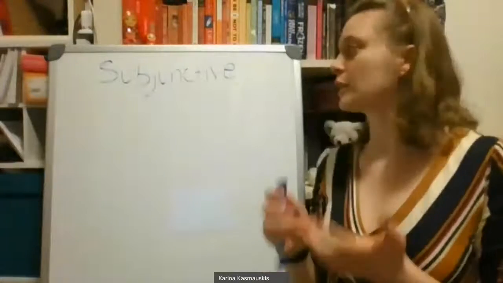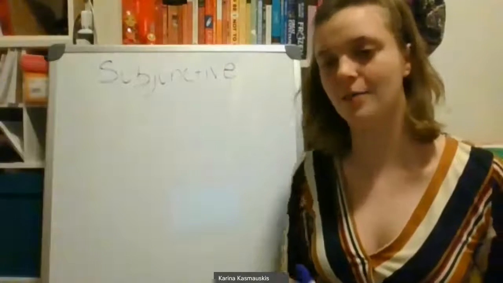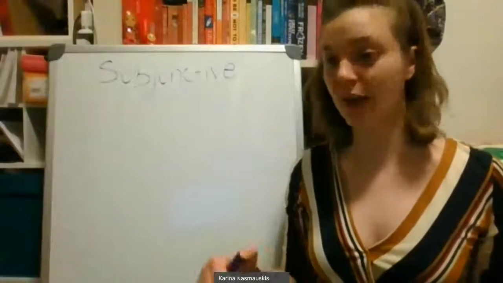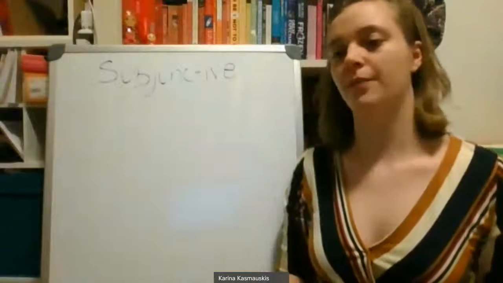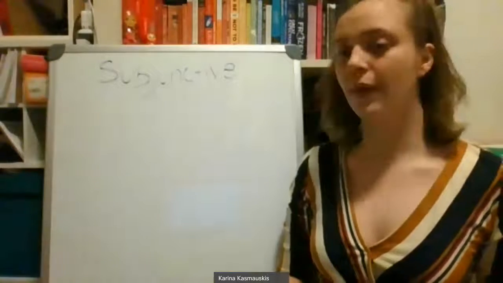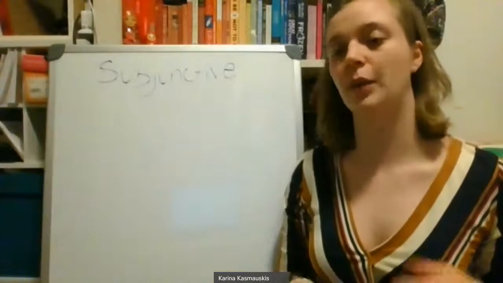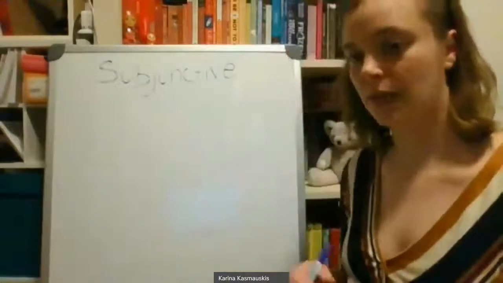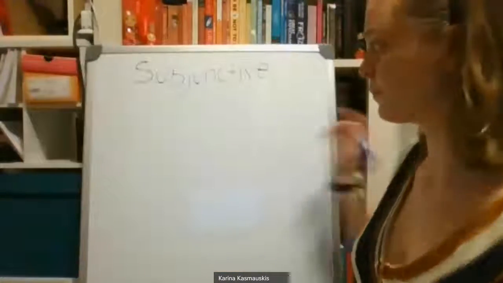Today we're going to talk a little bit about the subjunctive. So the first thing you need to know about the subjunctive is how to conjugate into the subjunctive. And in order to do that, you need to know how to conjugate into the present tense yo form. So let's take bailar as an example.